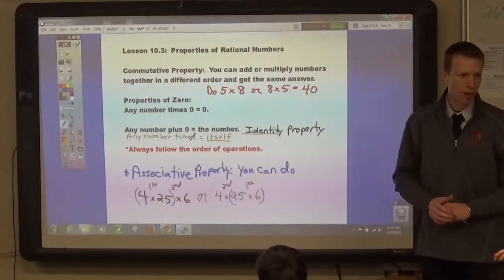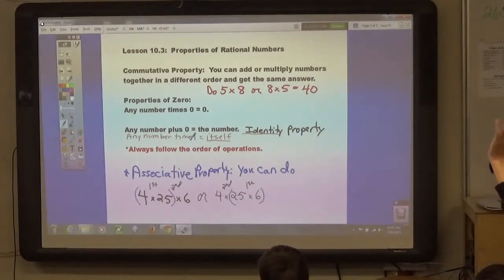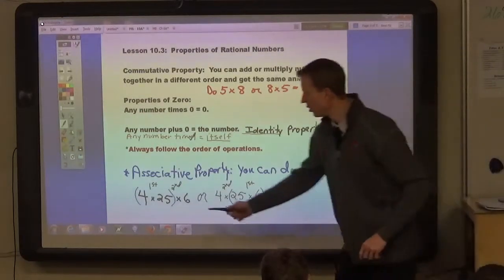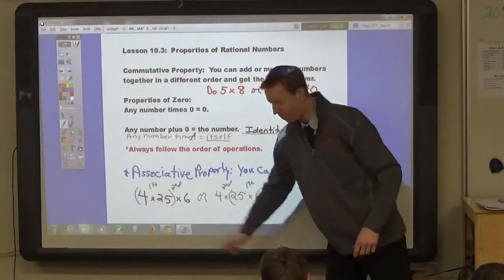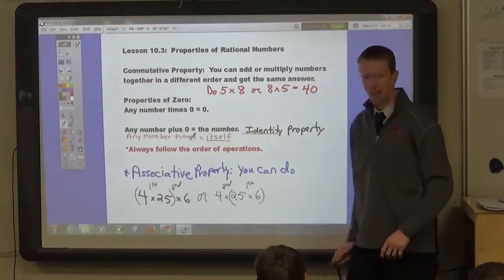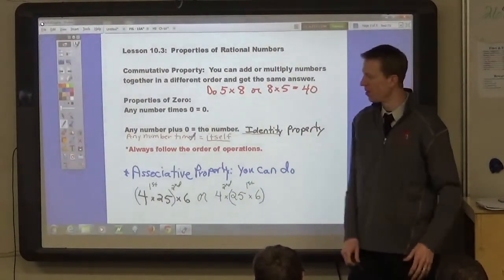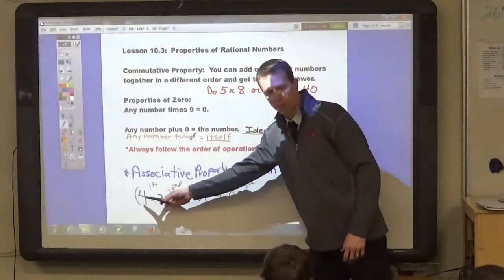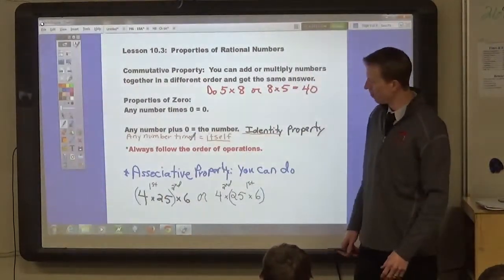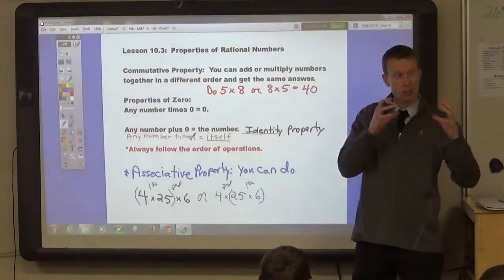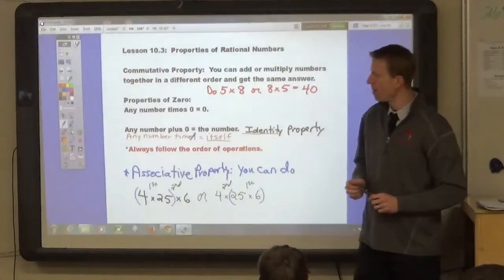And we also talked a little bit about the associative property. What is the associative property? It's where you switch the order in which you do the operations. So instead of multiplying 6 times 25 first, multiply 4 times 25 first, because that makes 100. But the point is that you can switch the parentheses and get the same answer.